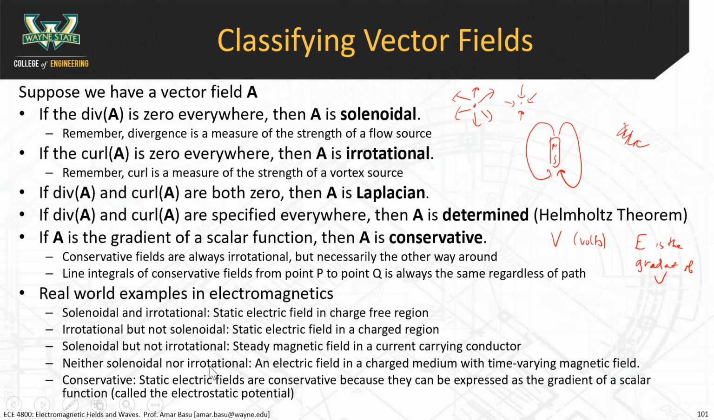Neither solenoidal nor irrotational is an electric field in a charged medium with a time-varying magnetic field. We haven't gotten into time-varying fields yet, but that's an example. And conservative, as I mentioned, static electric fields are conservative because they can be expressed as the gradient of another function called the electrostatic potential. We'll get into that when we talk about electrostatics.